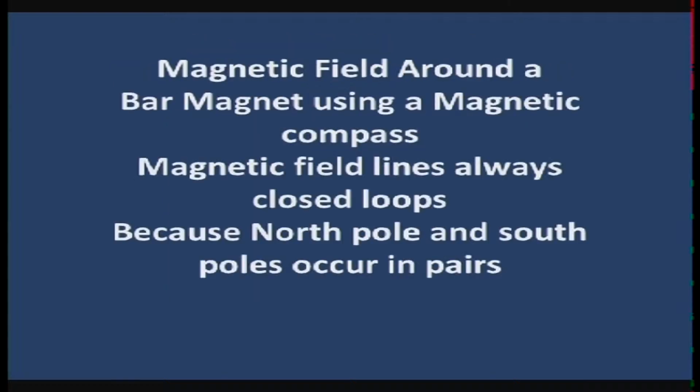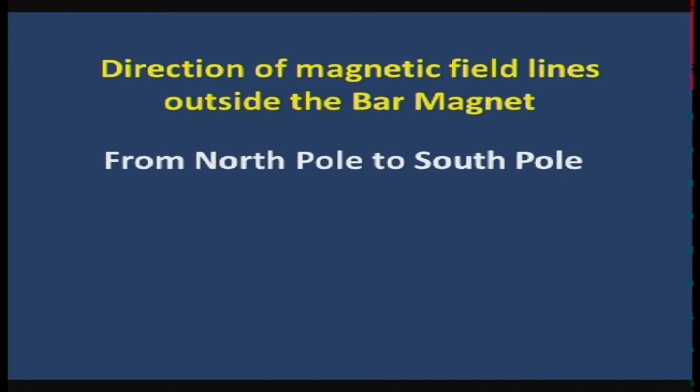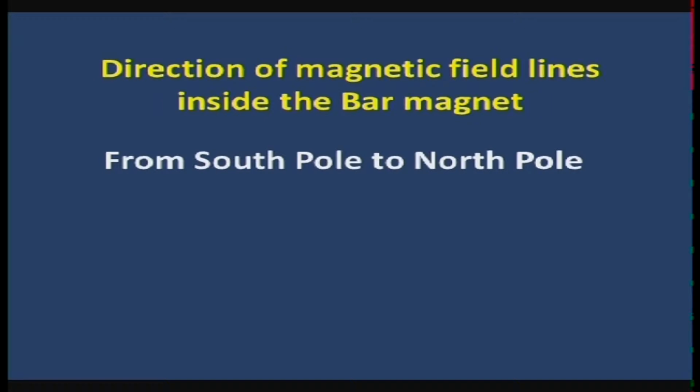The magnetic field lines around a bar magnet are closed loops because north pole and south pole always occur in pairs. The direction of magnetic field lines outside the bar magnet are from north pole to south pole, whereas the direction of magnetic field lines inside the bar magnet are from south pole to north pole.